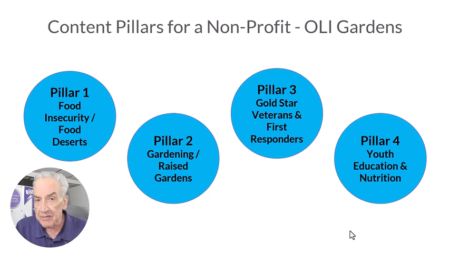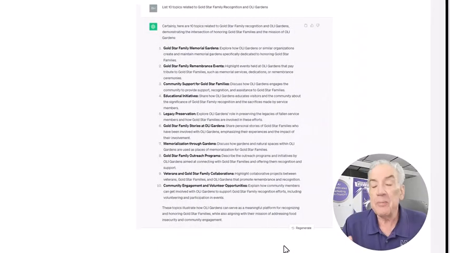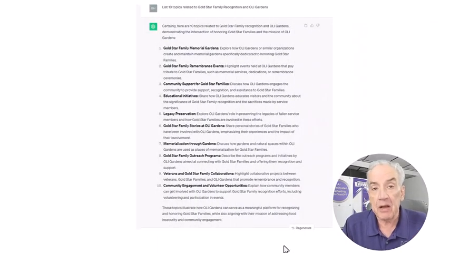And so once I've done that, for each one of these pillars, I want to go in and see what possible topics I could develop around the pillar to really give me topic authority and keyword density. To better understand what topics I want to develop, I asked ChatGPT to say, give me 10 topics related to Gold Star family recognition and OLI Gardens.